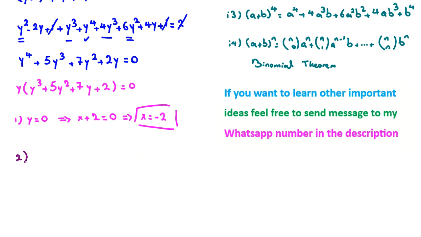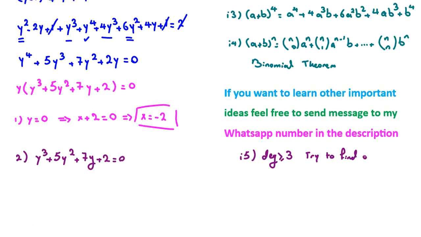Now let's consider case 2. Case 2 is this part equal to 0. So we can conclude y cubed plus 5y squared plus 7y plus 2 equals 0. Idea 5: when the degree is at least 3, one useful way is to try to find one root, at least one root. Then you can factorize. If we can find one root, then we can factorize, and the rest will be a quadratic equation, and we have the quadratic formula. But we should find a root.